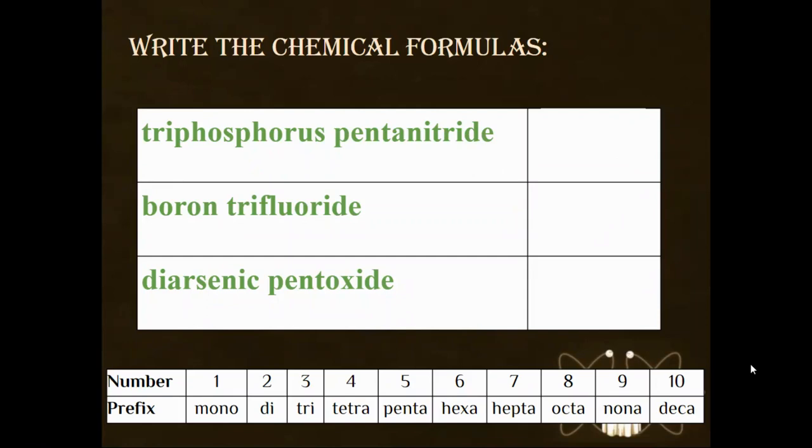Let's go ahead and check our work. Triphosphorus pentanitride should be P3N5. Boron trifluoride is BF3. And diarsenic pentoxide should have been As2O5.